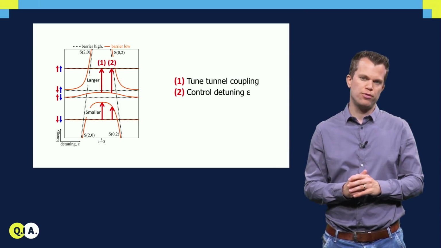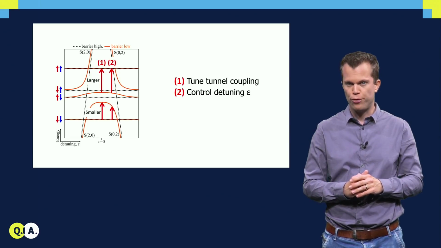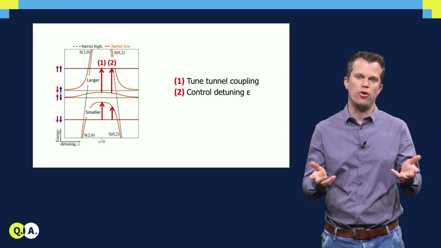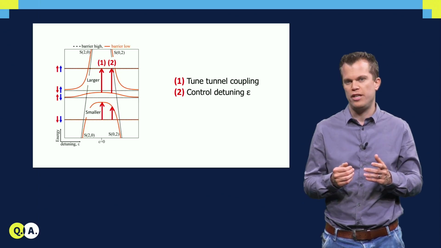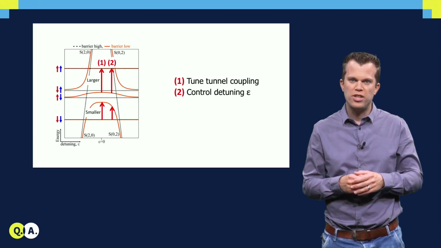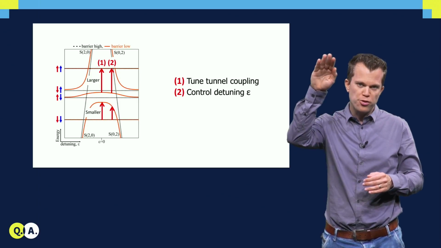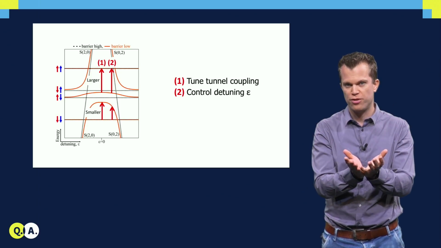One can also see from the figure that we have 2 knobs that we can use for control. First, we can directly control the tunnel barrier. Secondly, we can also change the relative energies of the electron spin states. By moving towards a state where one electron spin is almost doubly occupied, the exchange interaction increases.